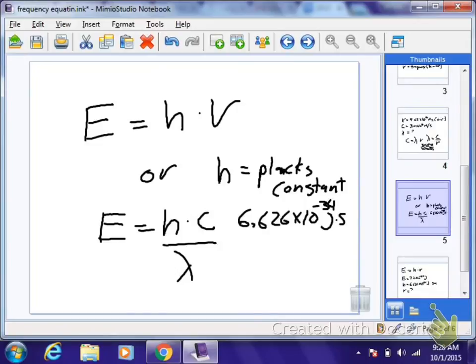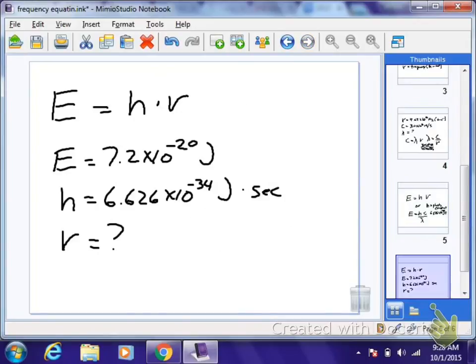So let's do one problem associated with the energy equation. The energy I'm going to give you is 7.2 times 10 to the minus 20th joules. Planck's constant, I'm showing you what it is again. And what I'm going to do is have you switch it around and solve for frequency. So solve for V. Use that first equation on your notes to solve for that one.